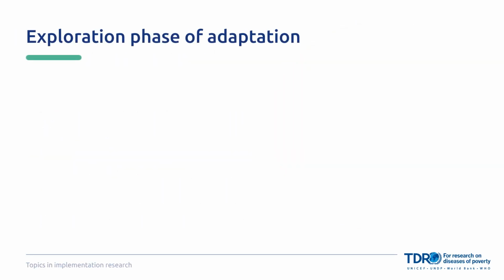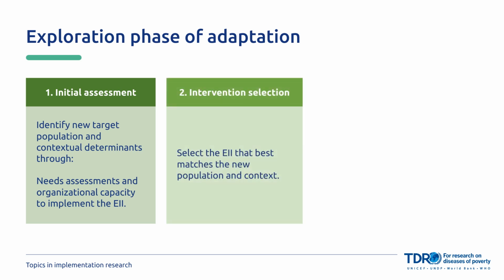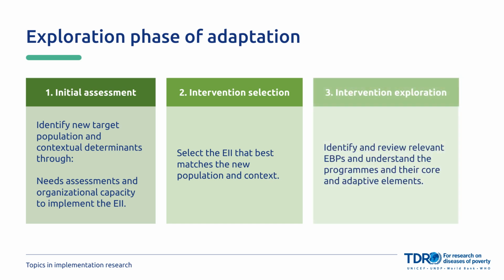At the exploration phase, the following steps are important. Initial assessment. Identify the new target population. Include contextual determinants through needs assessments and organizational capacity to implement the evidence-informed intervention. Select intervention. Select the program that best matches the new population and context. Exploration of intervention. Identify and review relevant evidence-based practices and understand the programs and their core and adaptive elements.